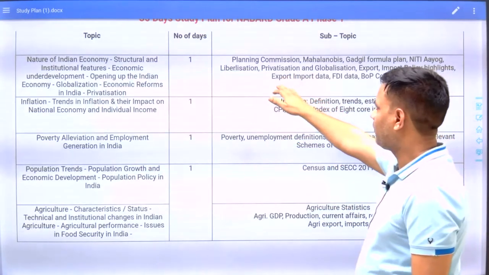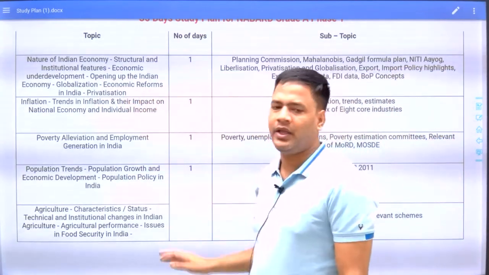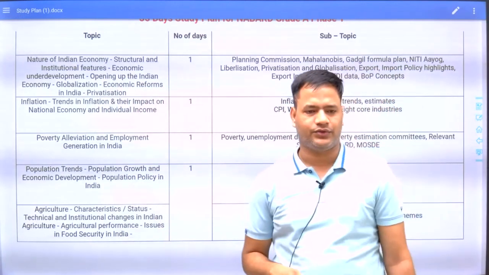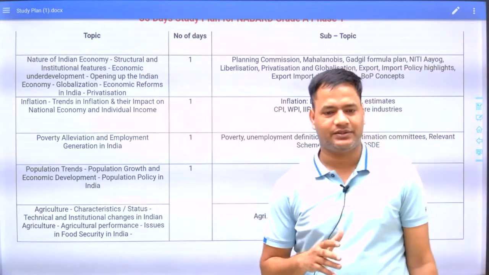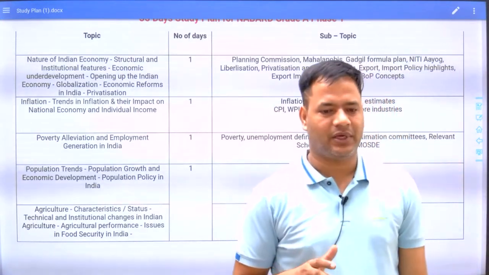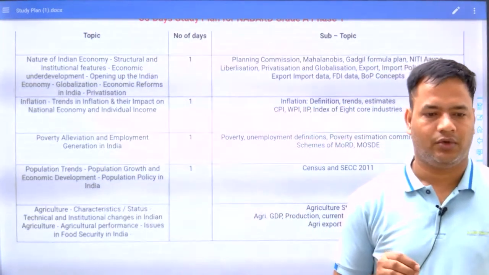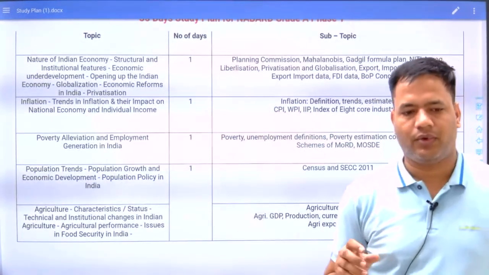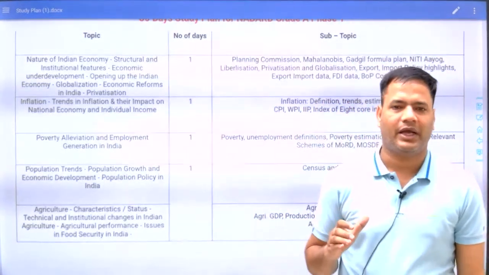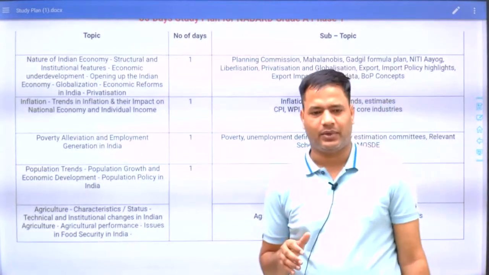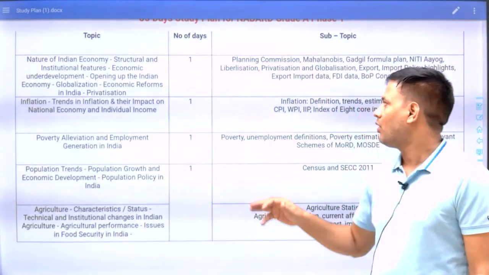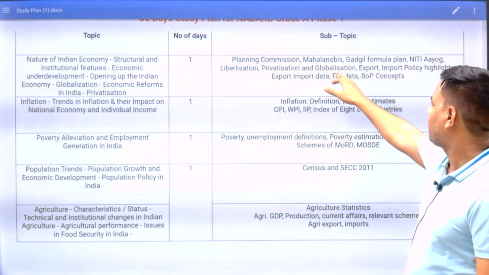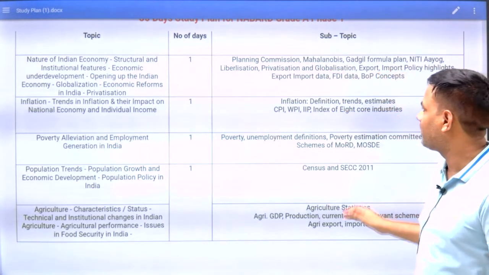The first chapter is nature of Indian economy. In this chapter, what you have to study for this exam is the different 5 year plans. You should know when the first plan was launched in India, what the time period was for the 12th plan, which plan is called the Mahalanobis plan, and the Gadgil formula plan.